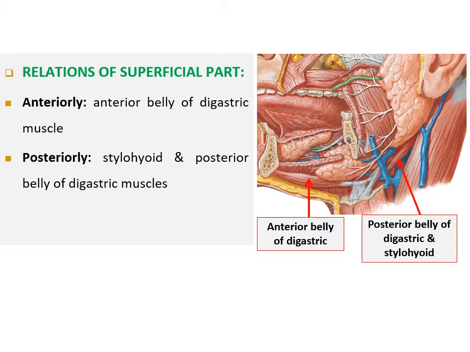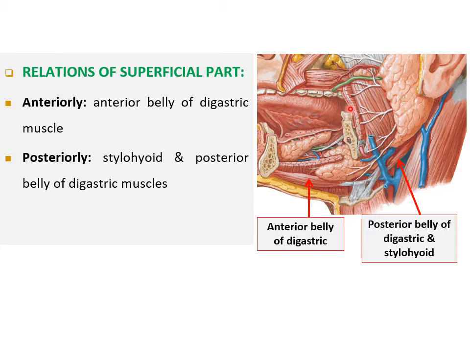After knowing the position and the parts of the gland, we will see the relations of the gland. First we talk about the relations of the superficial part. This is the superficial part of the gland. What are the relations for the superficial part? Anteriorly, this part is related to the anterior belly of digastric, and posteriorly it is related to the posterior belly of digastric and stylohyoid. It is very simple to understand and you can even clearly see it in the image.